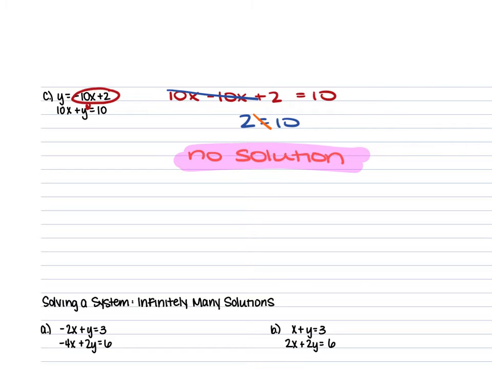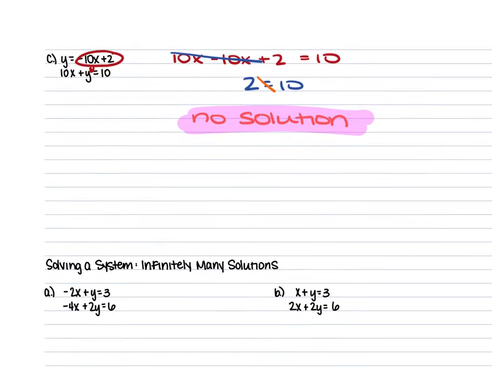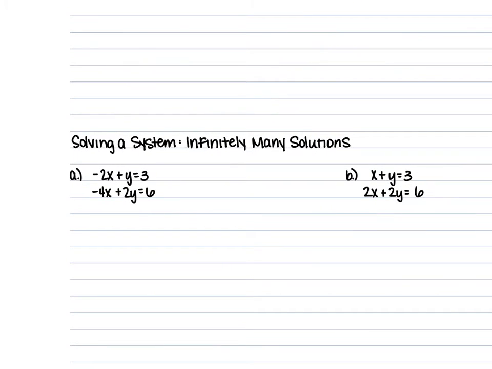The next part of our lesson, we're going to be looking at solutions that have infinitely many solutions. So this is when you get true statements for these. If we look at example A, we have negative 2x plus y is equal to 3, and negative 4x plus 2y is equal to 6. With these equations, I don't have anything that are opposite signs, so my x's don't have opposite signs, nor do my y's.